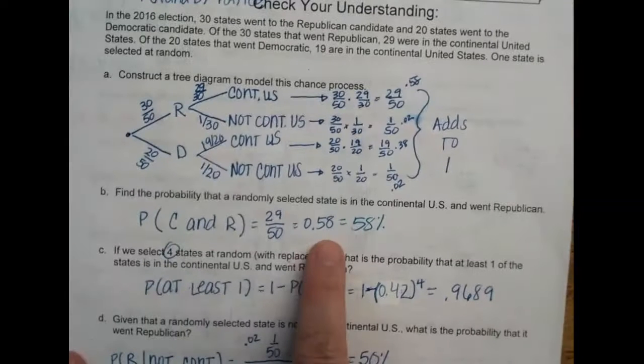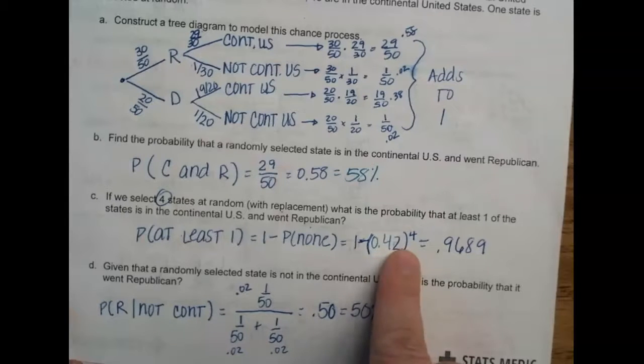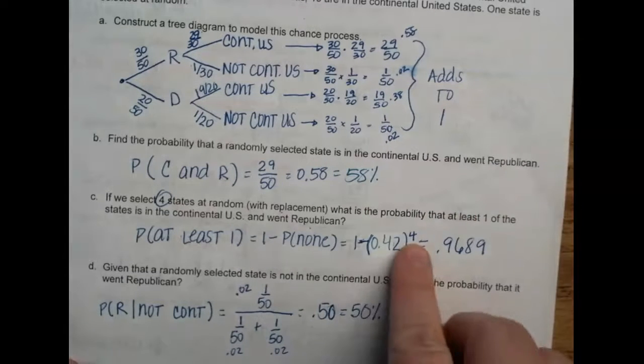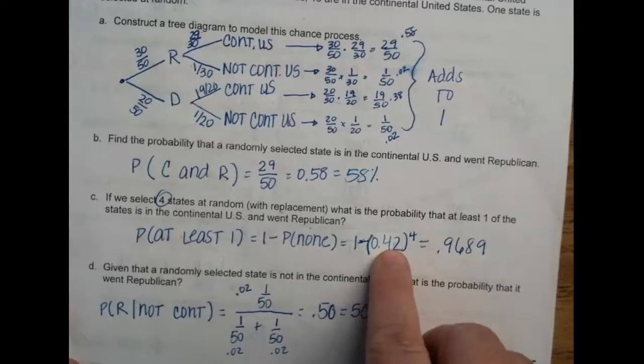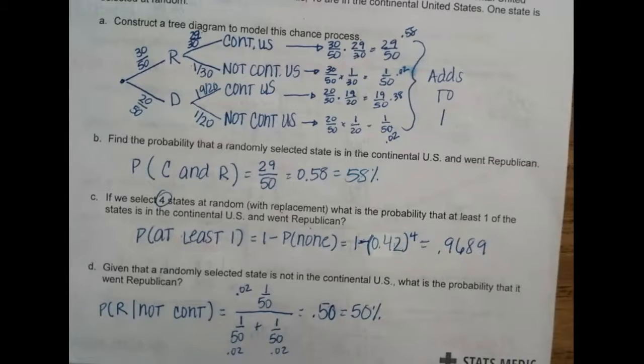If the probability of Republican and continental United States is 0.58, 1 minus 0.58 is 0.42. So that's the probability of not Republican, not continental United States. But I did this 4 times, so I want a state and a state and a state and a state. So I'm applying this exponent to this. It's not multiplying by 4, it's itself times itself 4 times. So 1 minus 0.42, and only the 0.42 is raised to the 4th, so I would get a probability of 0.9689.